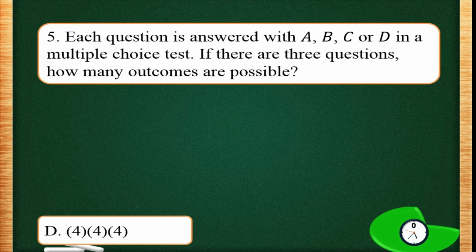You are correct if you have chosen D. 4 by 4 by 4. 4 possible answers for question number 1, another 4 possible answers for question number 2, and another 4 possible answers for question number 3.